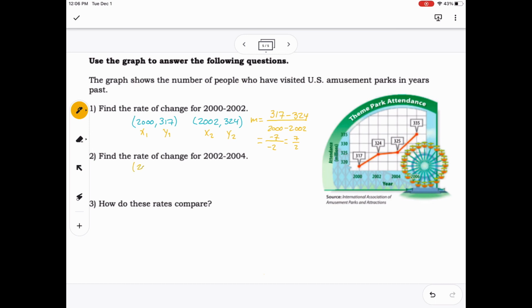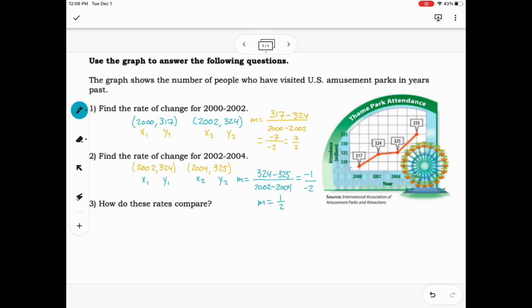Okay, number 2 wants you to compare 2002 to 2004. So I'm going to reuse one of the points and then use the 2004 value, which is 325 million. Okay, denote one to be my x1, y1, and the other one x2, y2. Put them into my formula. So then here, when I subtract these two, on the top I get negative 1, and on the bottom I get negative 2. So it's really just 1/2.